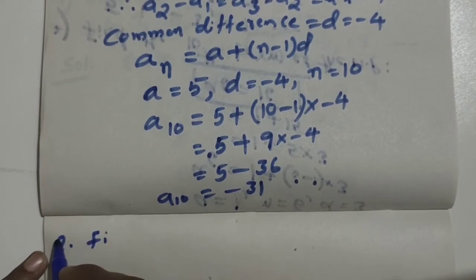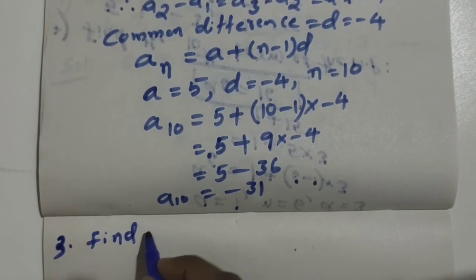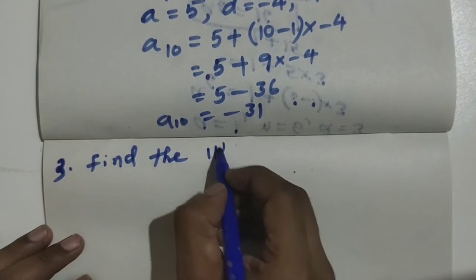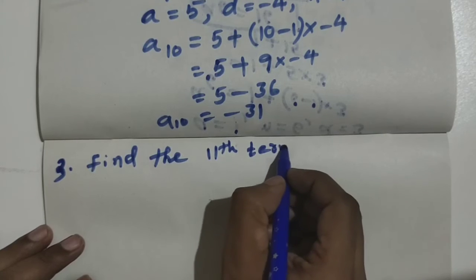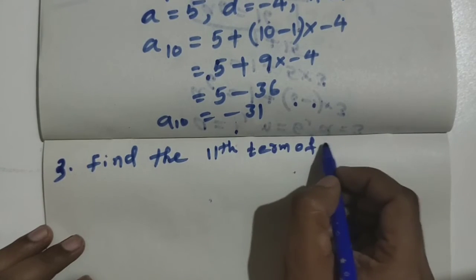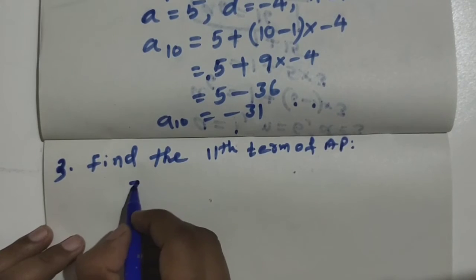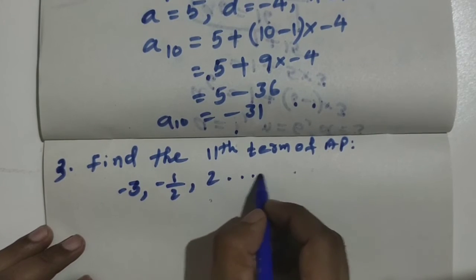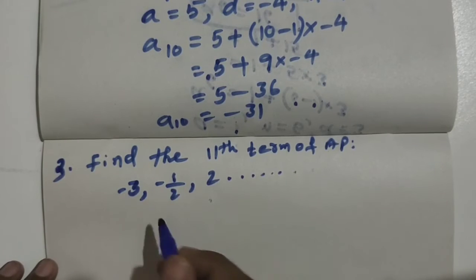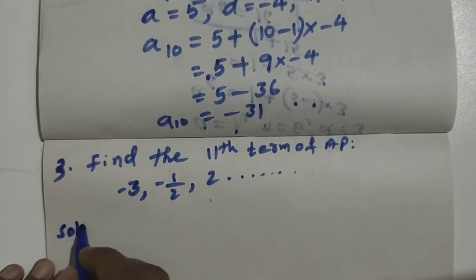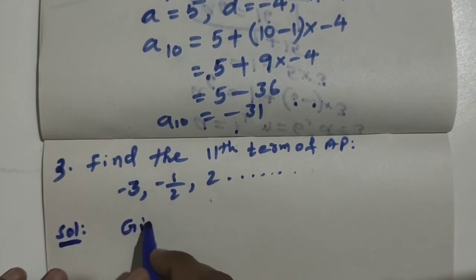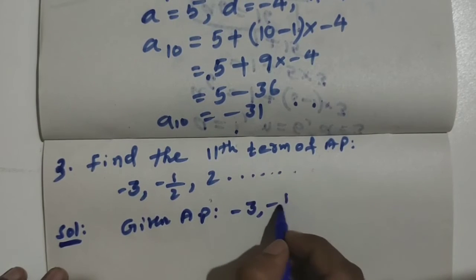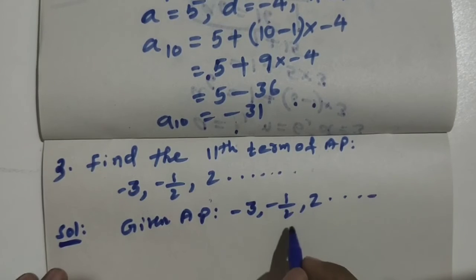Find the 11th term of the AP 3, minus 1 by 2, 2, and so on. Okay, here again we have the given AP: minus 3, minus 1 by 2, 2, and so on.